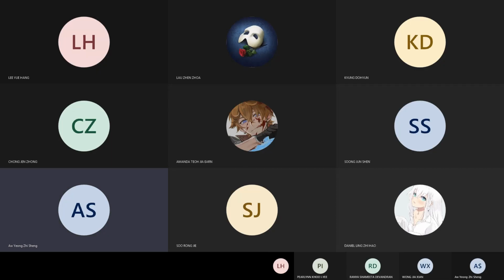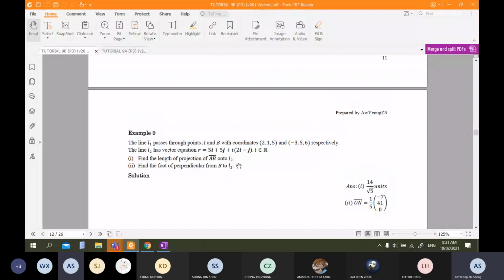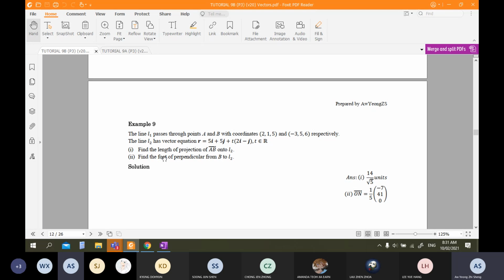Right, we'll continue with example 9 on page 12 here. Let's recap what we have learned so far in this chapter. Example 9 here will involve length of projection, so we'll also recap on how to find the length of projection.